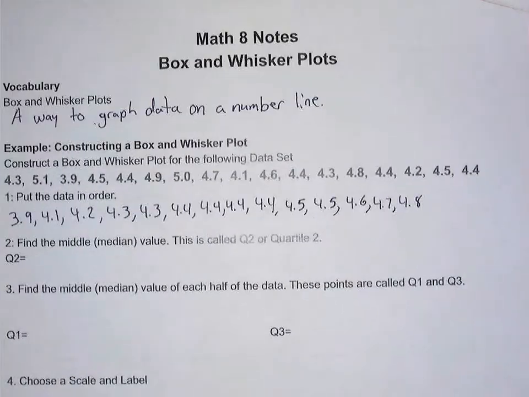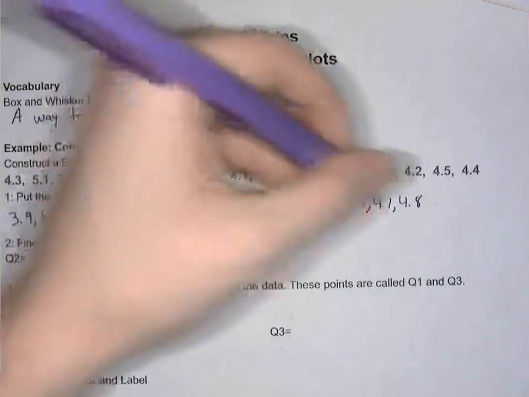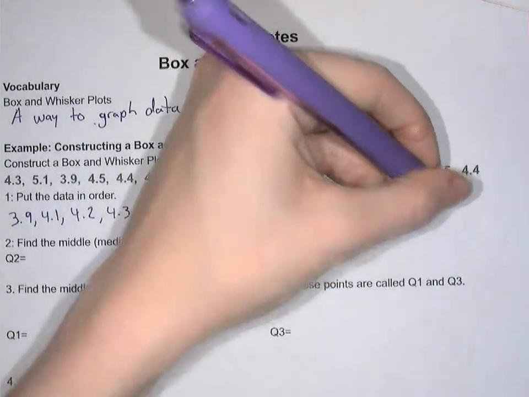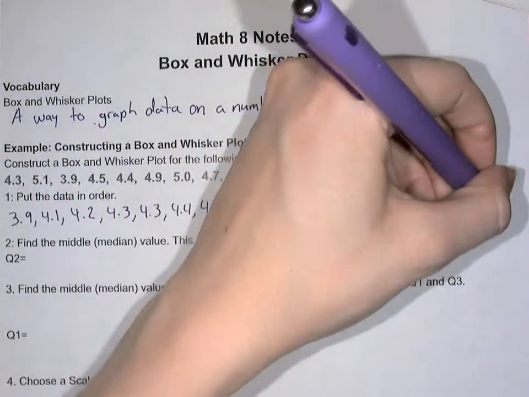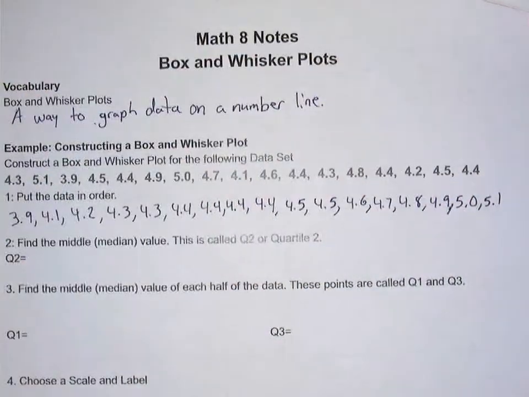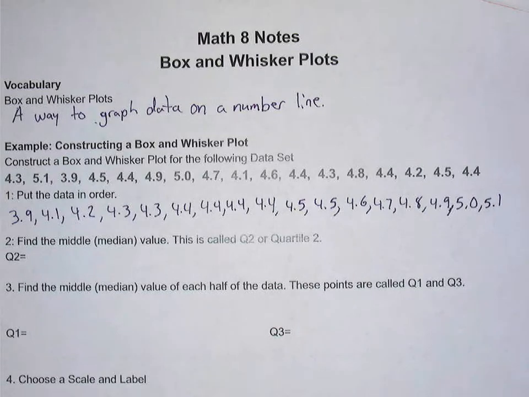Let me scooch this over. 4.9, 5.0, and 5.1. So that's a lot. That's probably one of the biggest data sets you'll ever use to make a box and whisker plot. Usually, when there's a ton of data, it just takes a long time to put it all in order, so we wouldn't do that too often.